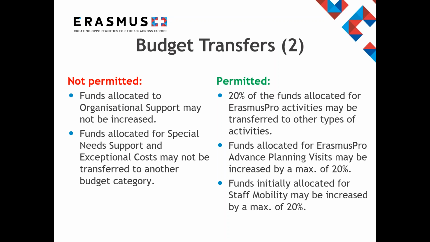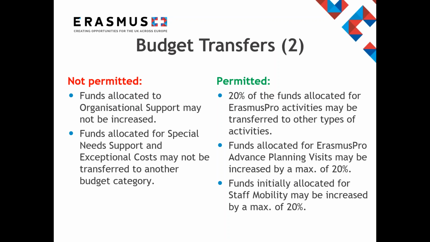Here we have compiled some examples of budget transfers that would be allowed, and some that are not permitted. For instance, some not permitted changes are that funds allocated to organizational support cannot be increased. Funds allocated for special needs support and exceptional costs cannot be transferred to any other budget category.